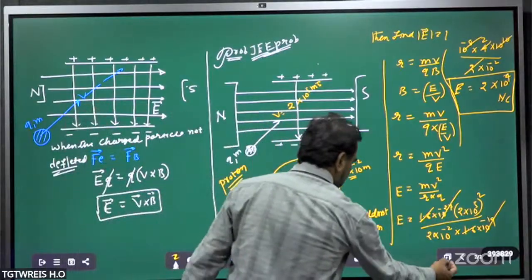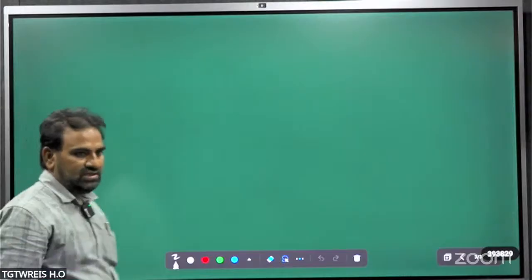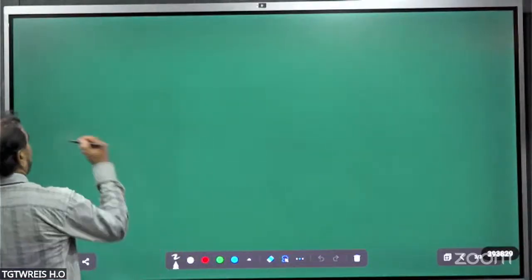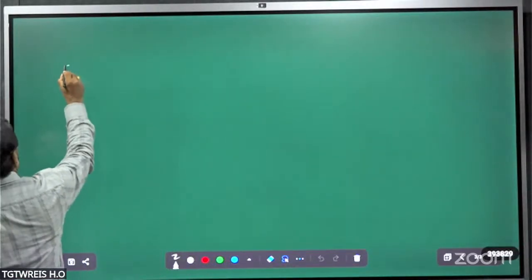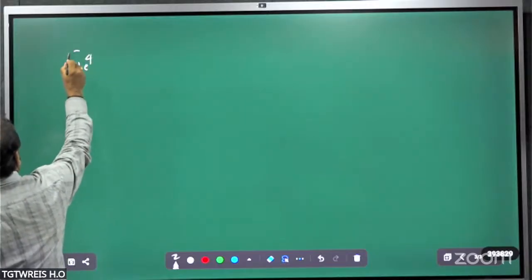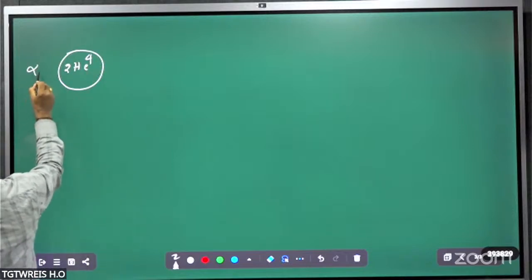Next, see, suppose consider a charged particle. Charged particle means helium particle. Suppose consider a helium particle 2He4. This is a charged particle, that means helium particle or alpha particle. It is also called alpha particle.